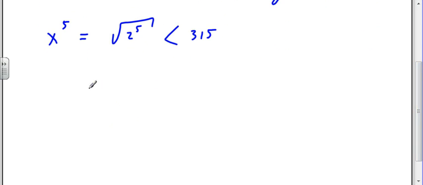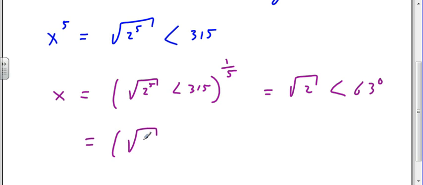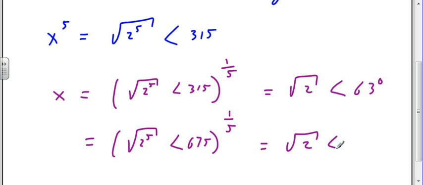Okay. So now I'm looking for the x's. So x is going to be the square root of 2 to the fifth, angle 315, to the 1/5. So that'd be square root of 2, angle 63. Gotta be kidding me. 63. And then the square root of 2 to the fifth, angle 315 plus 360, 675, to the 1/5. Square root of 2, angle 135.